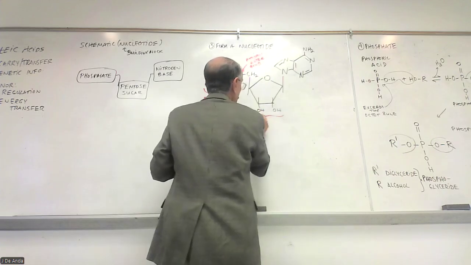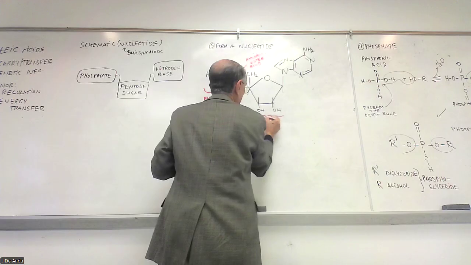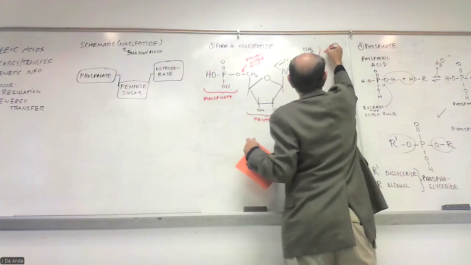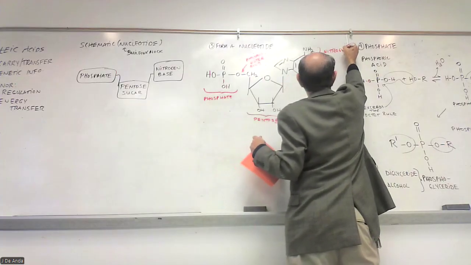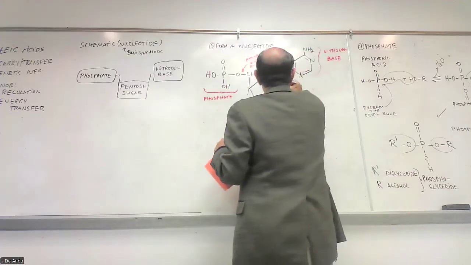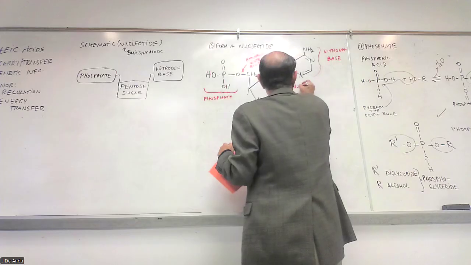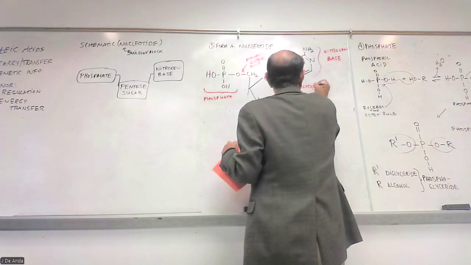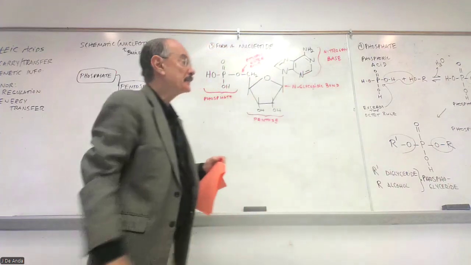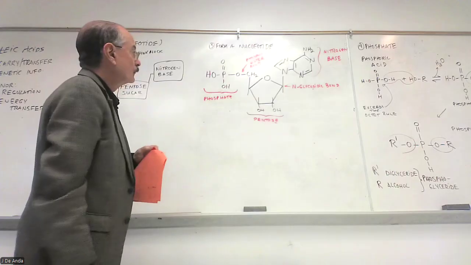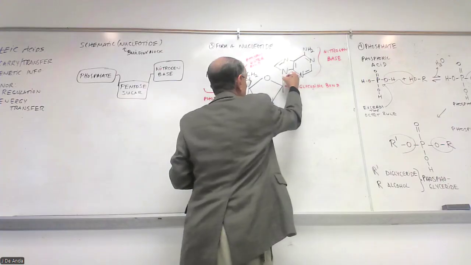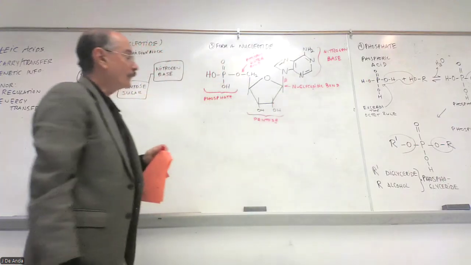Here is our pentose. And here is our nitrogen base. And we said we're going to call this an N-glycosidic bond. N-glycosidic bond. Yeah, notice that the nitrogen base is placed in the beta conformation there.